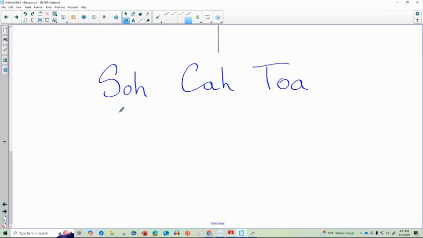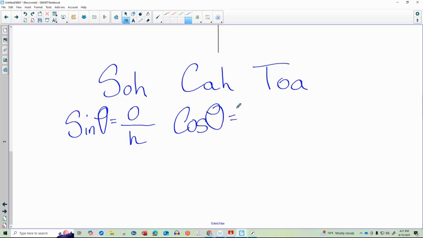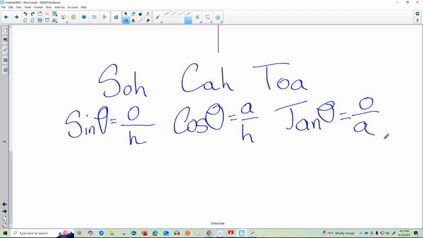SOHCAHTOA is a way to remember that if you're dealing with a sine problem, you always connect it to the angle. It's always going to be equal to the O on top of the H. CAH means if you're doing a cosine problem of the angle, it's going to be the A over the H, in the exact order. But if you have a tan of theta problem, it's going to be the O over the A. All right, that was the first thing we learned about SOHCAHTOA.